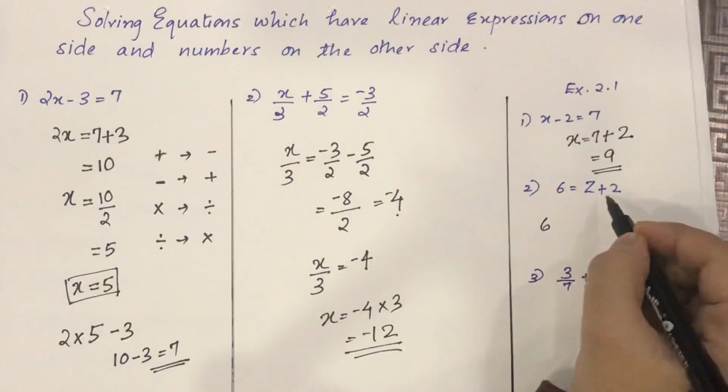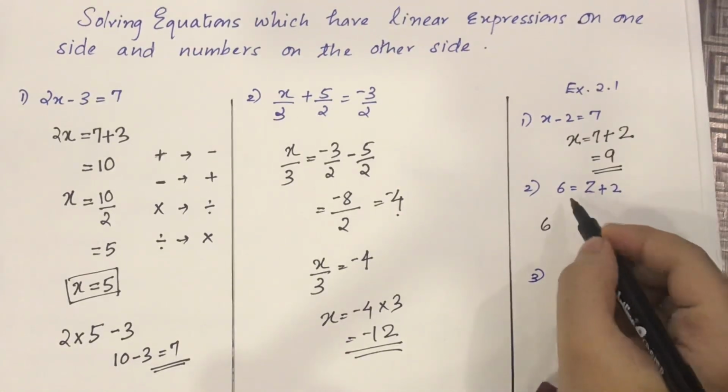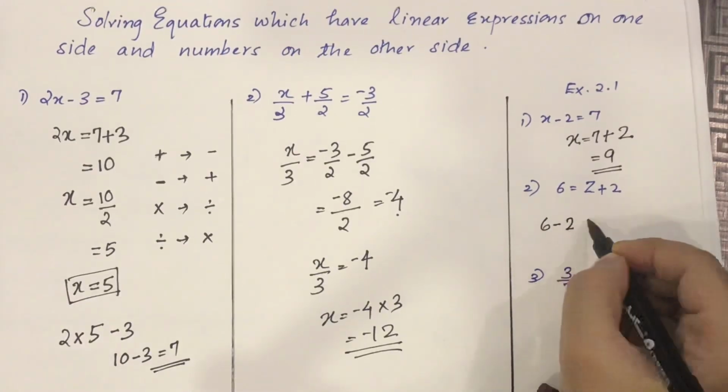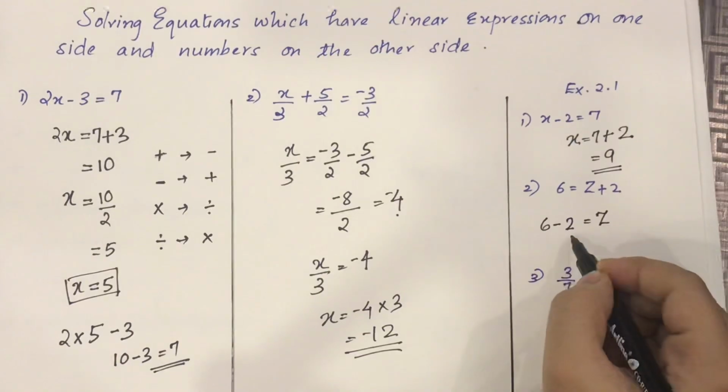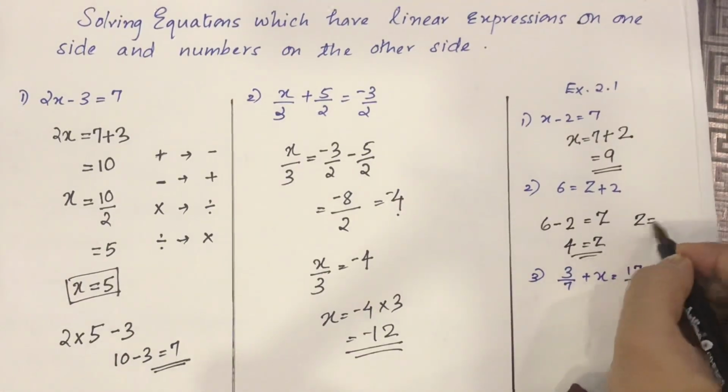So 6, now here you have to take the plus 2 from the right side to the left side. So plus 2, when you take it to the other side, it becomes minus 2 is equal to z. What is 6 minus 2? 4 is equal to z, or you can write z is equal to 4.